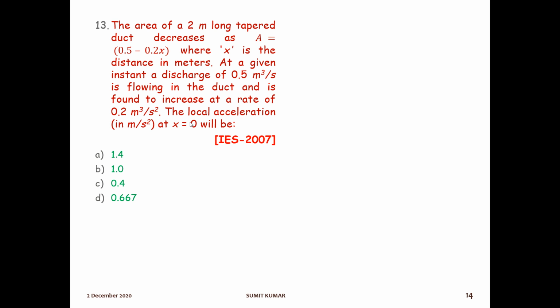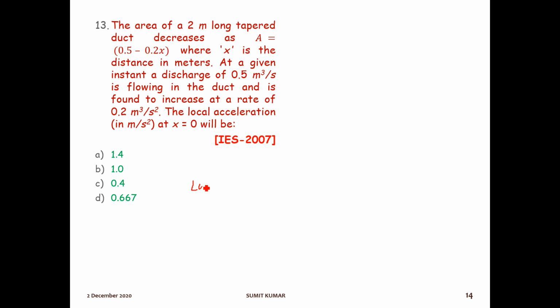Here the area of a 2 meter long tapered duct decreases as given. Okay, so here a 2 meter long tapered duct is given and this area is given by this equation, where x is the distance in meter. At a given instant, a discharge of 0.5 meter cube per second is flowing in the duct and is found to increase at a rate of 0.2 meter cube per second square. The local acceleration at x equal to 0.